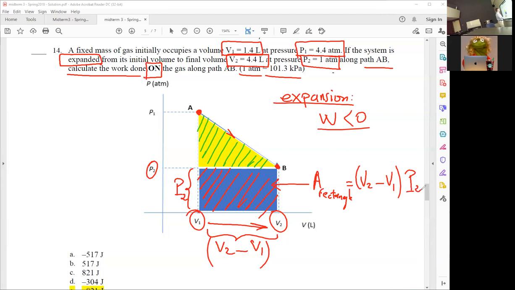And it's equal then to, if I plug in the numbers, my final volume is 4.4 liters. 4.4 minus 1.4 liter initial volume. That's my delta V, okay? Multiplied by P2, and P2 is 1 atmosphere. But I'm not using atmosphere, I'm using kilopascal.